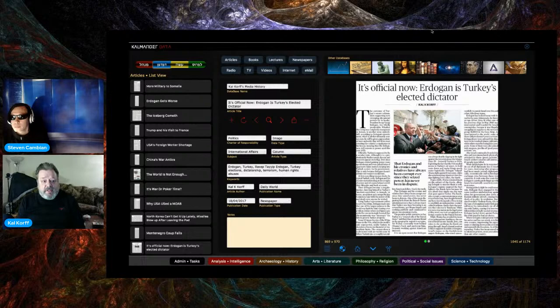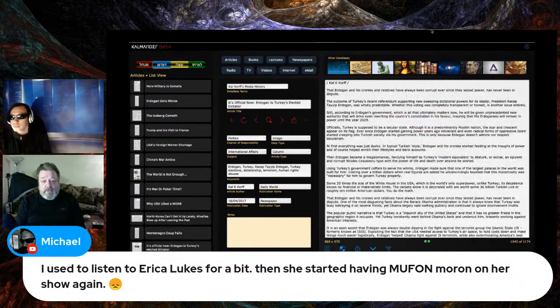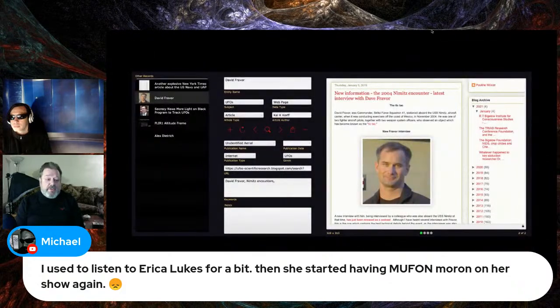And you'll notice that this database that I use covers everything that I do. Down at the bottom: administration and tasks, analysis, intelligence, archaeology, history, arts, literature, philosophy, religion, political, social issues, science, technology. So by putting data in databases for years, writing programs that go around the internet and scrape stuff and put it in there, it's a very powerful tool. And I'm going to be releasing these again for researchers to do it.